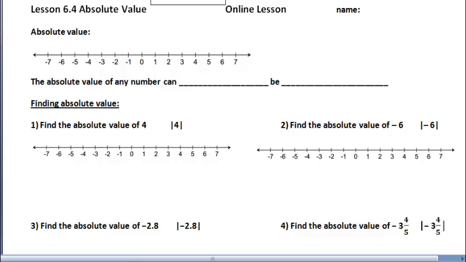This is lesson 6.4, absolute value, from chapter 6. Absolute value means how far something is on the number line from 0. That's all we are looking at.